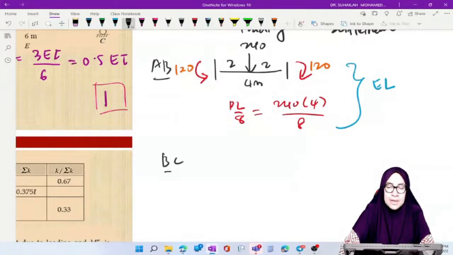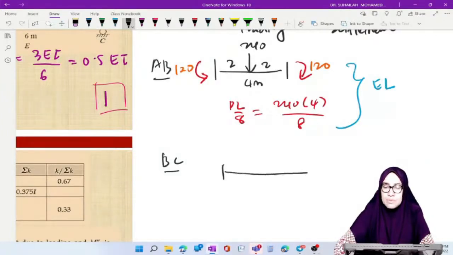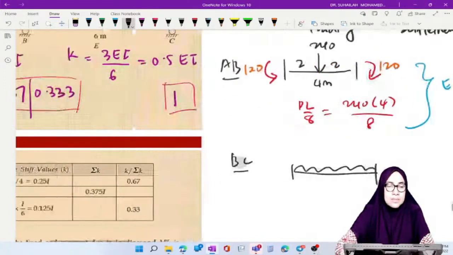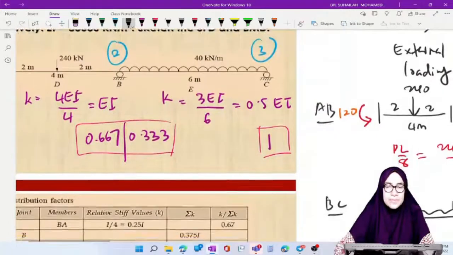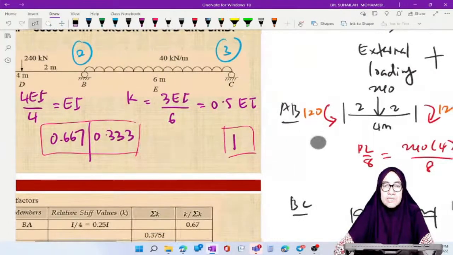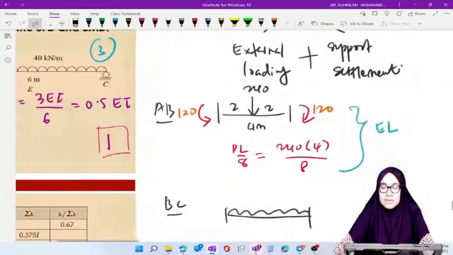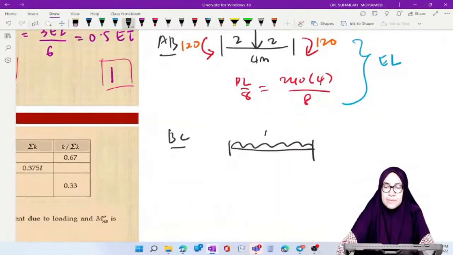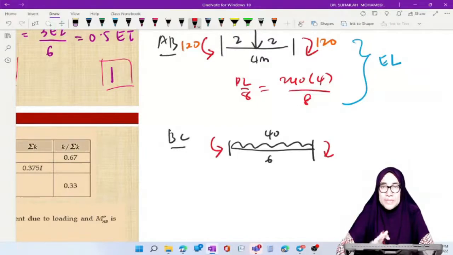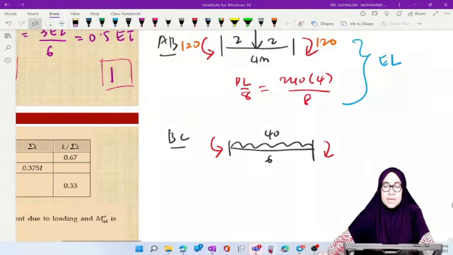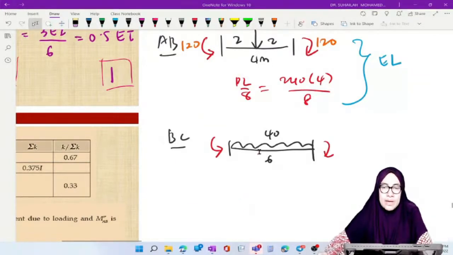For BC, we have to assume that the internal is always fixed, so we apply back the W value. It is 40. WL squared. L is 6. So the moment acting in these two directions, both in opposite condition, is WL squared over 12.